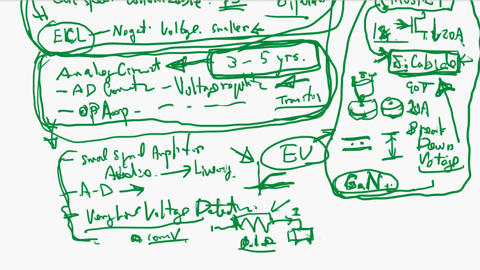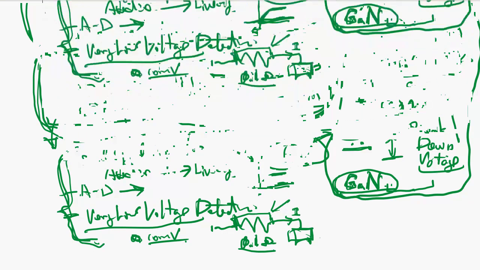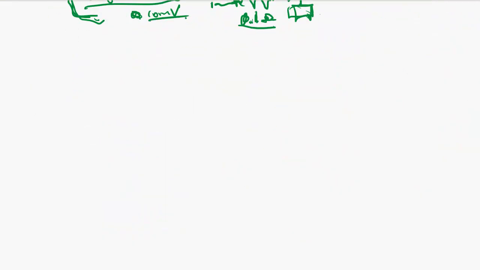So analog circuit is a different animal. We cover only some basic stuff here in the next video. So let's get into the high-speed logic gate, ECL.